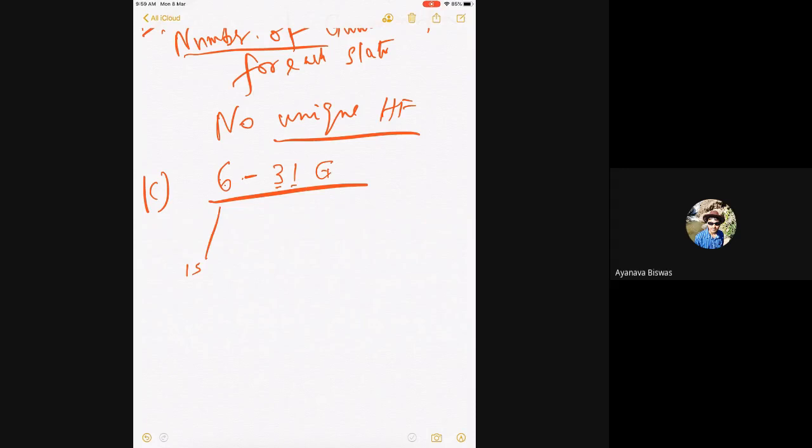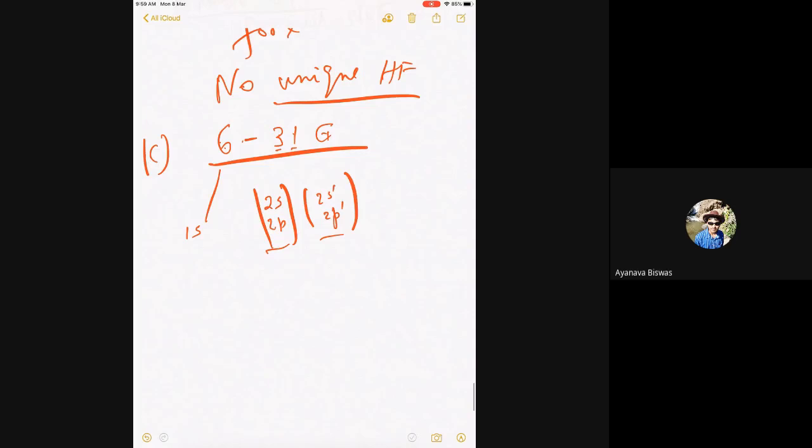And valence for carbon is 2s and 2p. So there are two sets of 2s, 2p. Let me call them 2s, 2p and 2s prime, 2p prime. Please remember, these sets come because the number of entries is 2, nothing to do with 3 or 1. This is called double zeta valence, so the valence has been double zeta. So what is the total number? 1 plus 1 plus 1 plus 3 plus 3, right? So the total number for carbon here is 9.